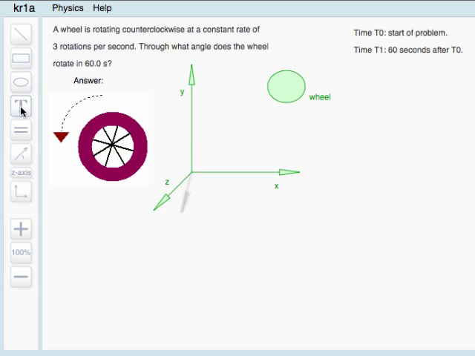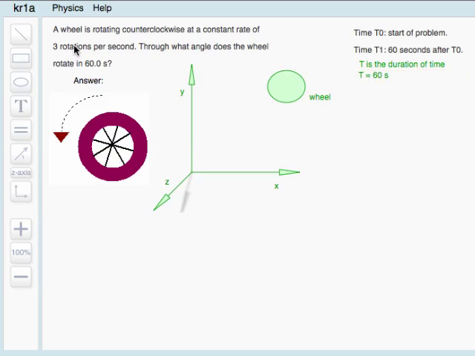And I'm going to come over here. We've been given T0 and then T1 is 60 seconds afterwards. So I'm going to say T is the duration of time between T0 and T1. And then I can say T equals 60 seconds, because that's what I've been given. Now that we've got that on the canvas, we'll look back at the problem.